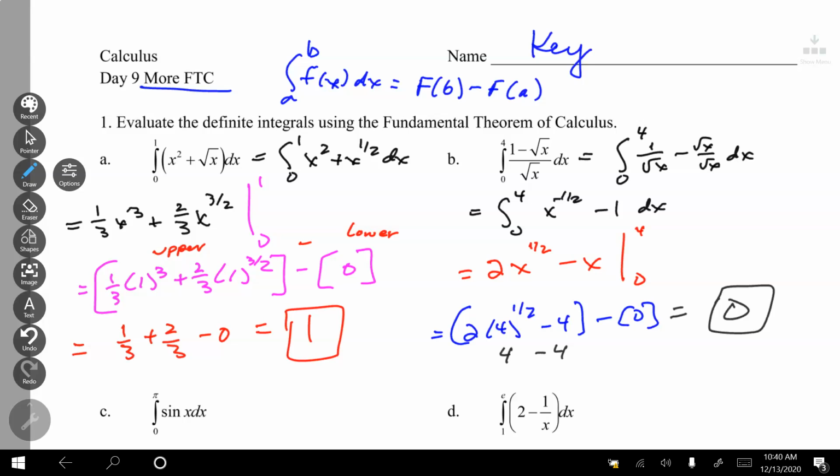So if I would graph this original function, it would have to be a function where whatever area was above the x-axis was exactly the area below the x-axis. That's the only way you can get 0.